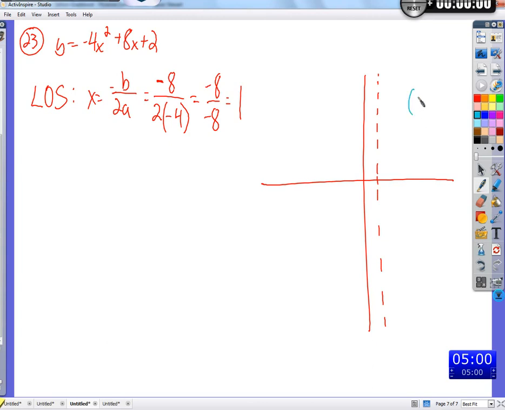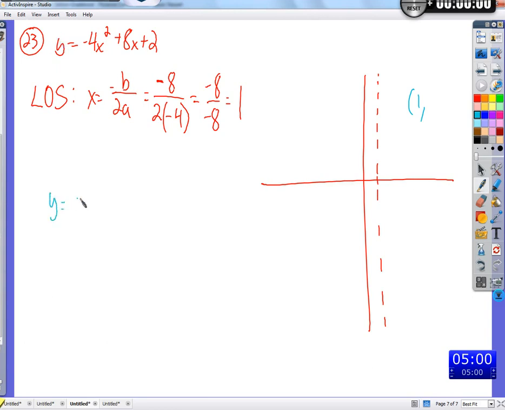What we know about the vertex is that it has an x value of 1. How do we find the y value? How do you find the y value if you have the x value? You plug in x and it gives you y. That's exactly what this equation does. It's what this function is made to do. It takes x's and turns them into y.